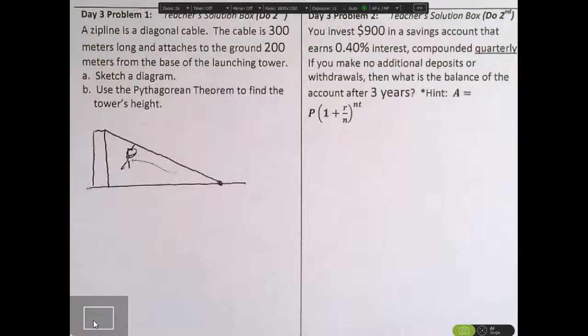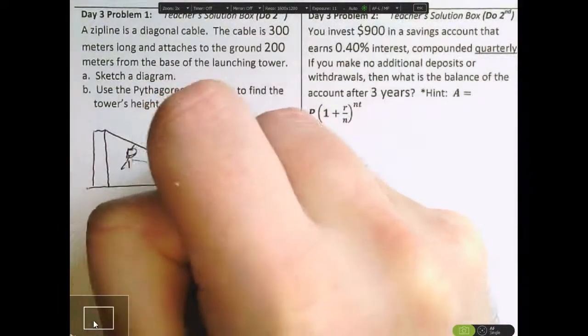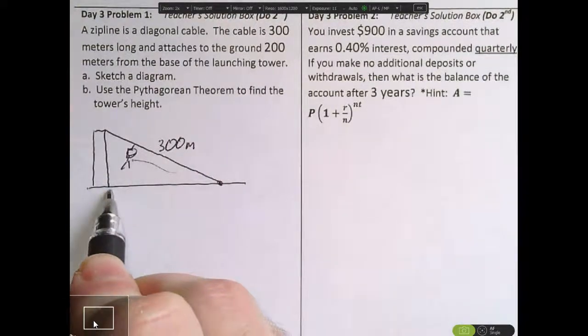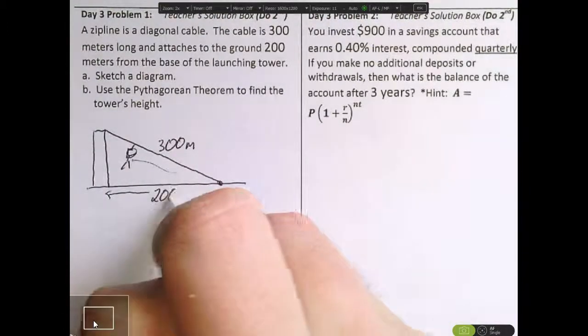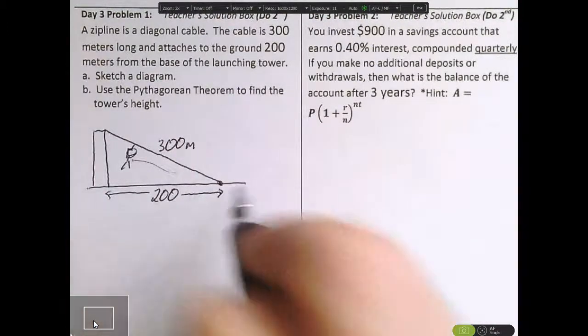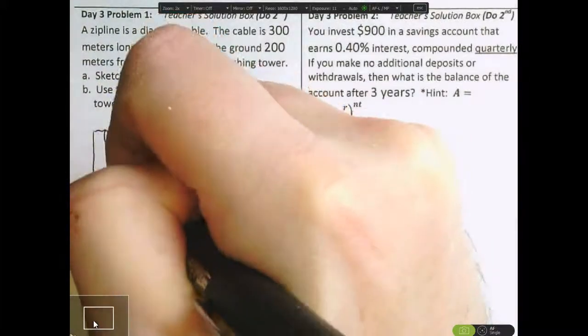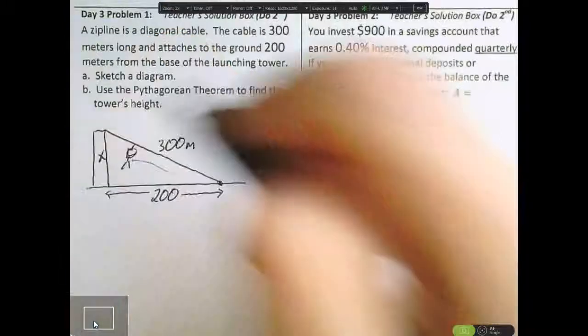Let's label the numbers here. The cable itself is 300 meters. So it's this diagonal side of our drawing that gets labeled 300 meters. It attaches to the ground 200 meters from the base of the tower. So from the tower horizontally along the ground is where the 200 gets labeled. And what we're asked to figure out is how tall is the tower. So we don't know the height of the tower. We could call that x or some other letter, whatever we want.